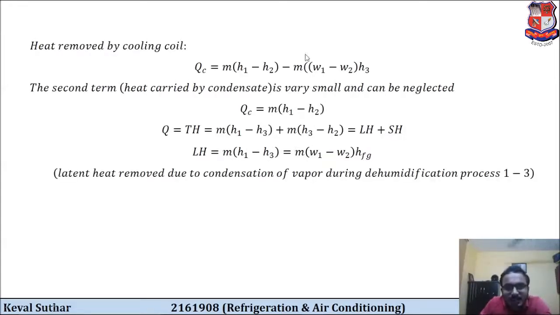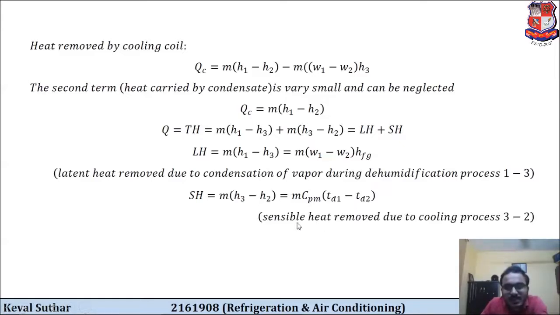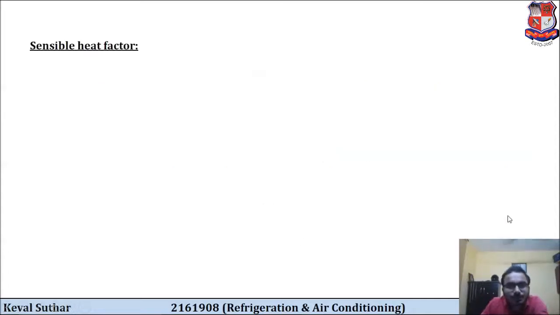So as you can see here that first term is written as latent heat and second term is written as sensible heat. So latent heat is m H1 minus H3, which is equal to m W1 minus W2 into HFG. That is the latent heat removed due to the condensation of water vapor during the dehumidification process, and sensible portion is m into H3 minus H2, which is equal to mCp delta T. That is the sensible heat removed due to the cooling process 3 to 2.